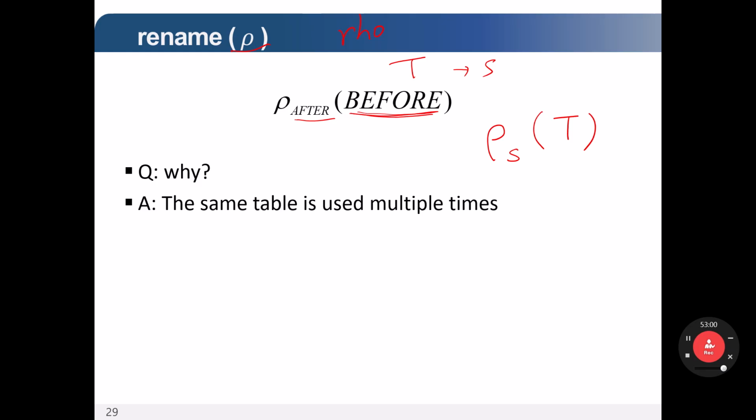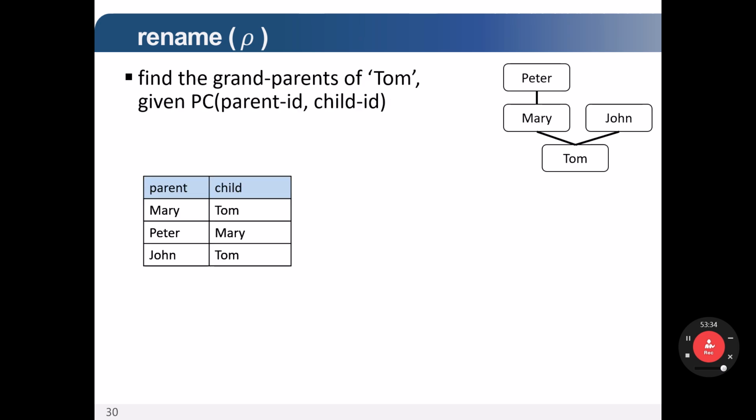Why do we want to do this? The answer is sometimes the same table is used multiple times in a single query expression, and that may confuse people. So to avoid confusion, sometimes it is recommended to change the name of the table. I don't think I can give you a good example at the moment. When you learn more advanced queries, I will explain why this is necessary again. Oh, we have a use case here. This is a simple use case.